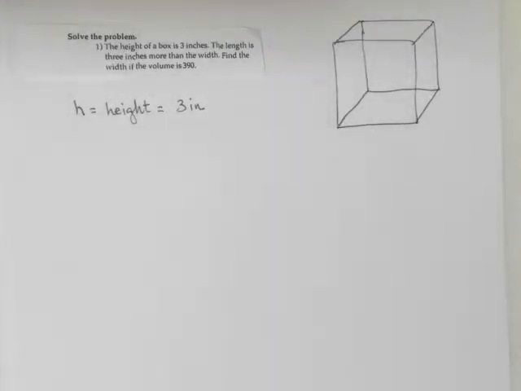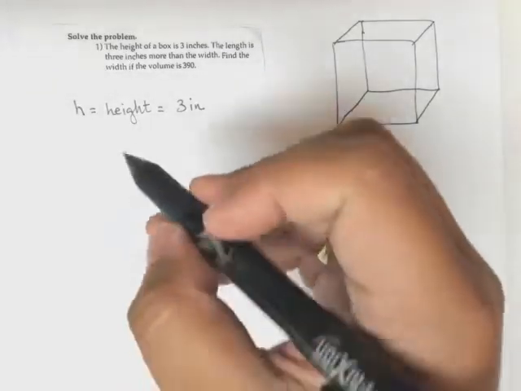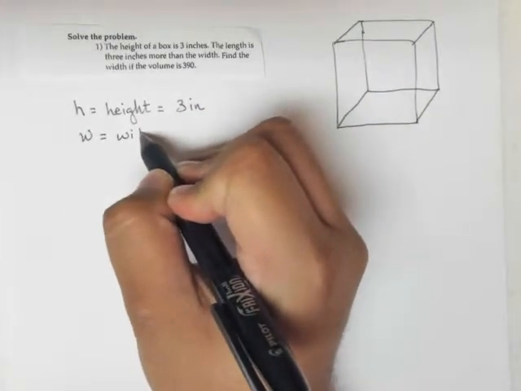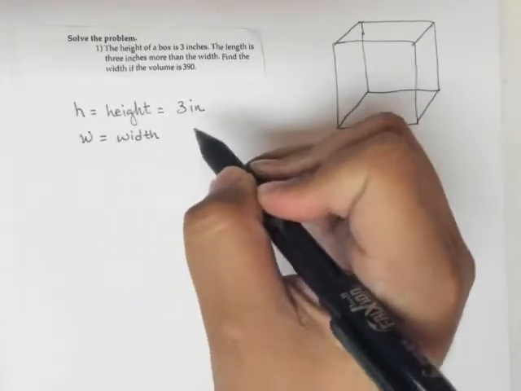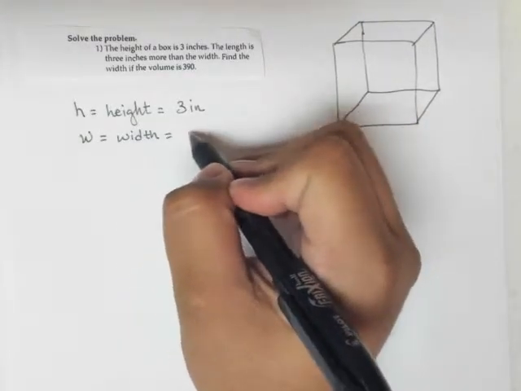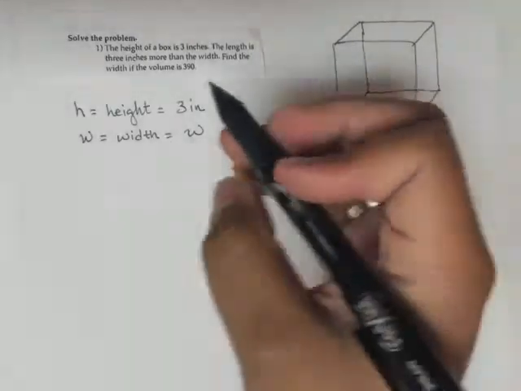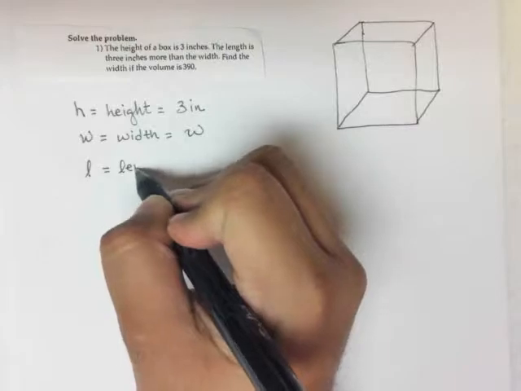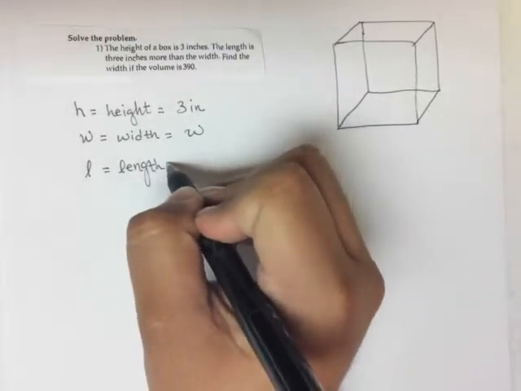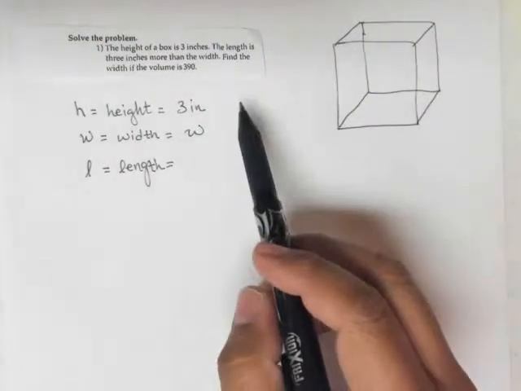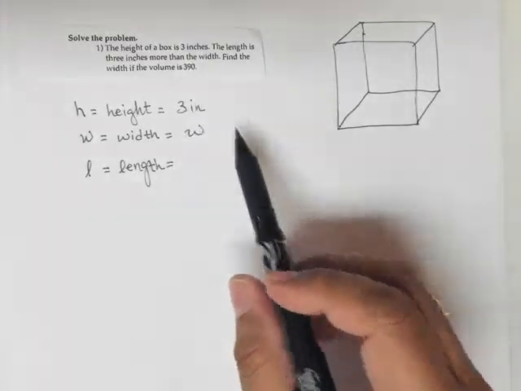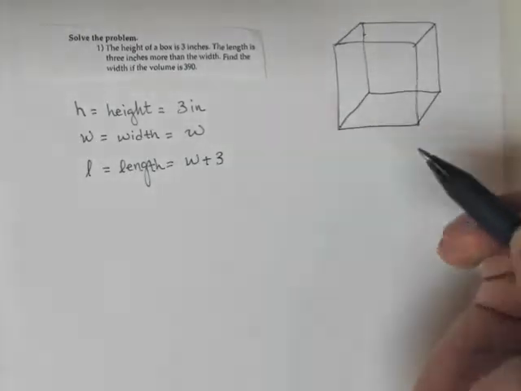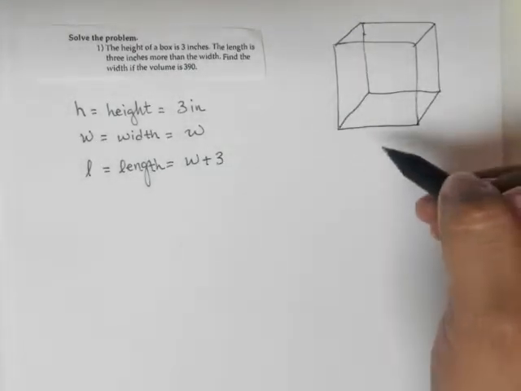The length is in terms of the width, so let's call the width w. And for now, we're going to give it a variable named w because we don't know it. The next thing we know is the length, L. What we know from the problem is that the length is 3 inches more than the width, so that makes it easy: w plus 3. So we've got our dimensions of our box.